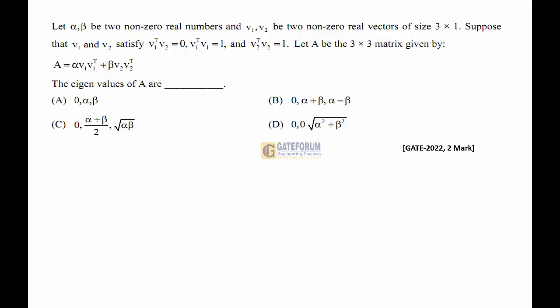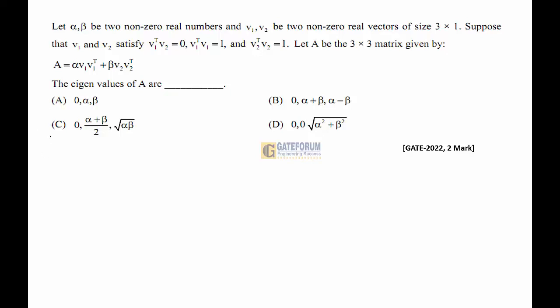The question is: let alpha comma beta be two non-zero real numbers and v1, v2 be two non-zero real vectors of size 3 cross 1. Suppose that v1 and v2 satisfy v1 transpose into v2 is 0, v1 transpose into v1 is equal to 1, v2 transpose into v2 is equal to 1. Let A be the 3 cross 3 matrix given by A is equal to alpha times v1 v1 transpose plus beta into v2 v2 transpose. The eigenvalues of A are. This question is from engineering mathematics, the topic linear algebra, subtopic eigenvalues.